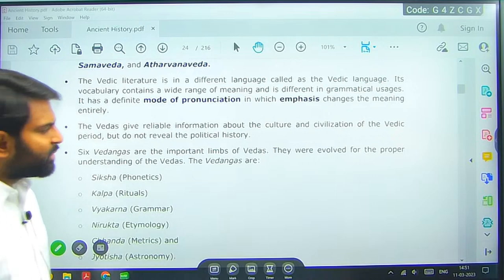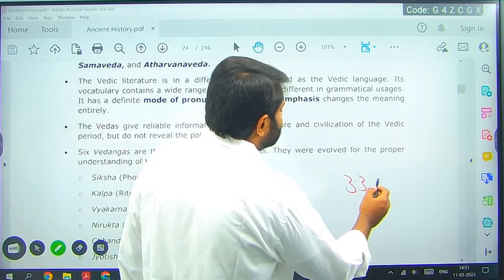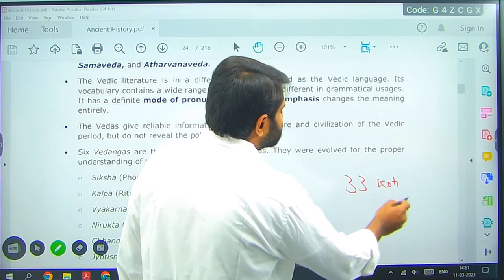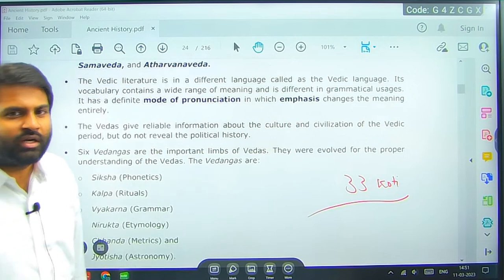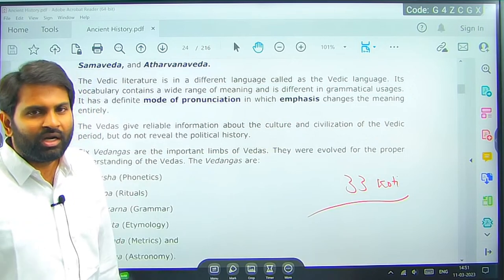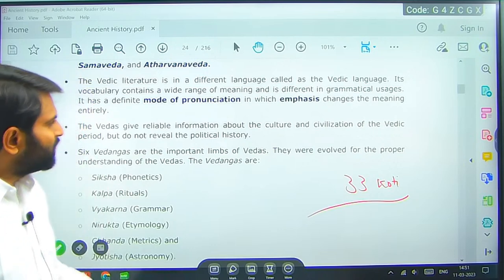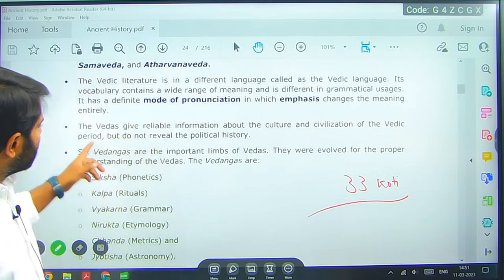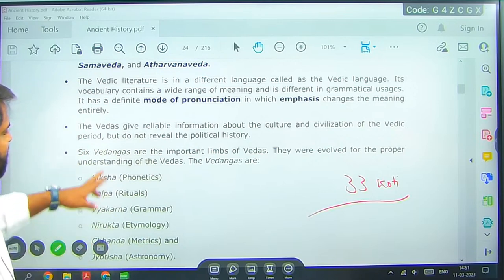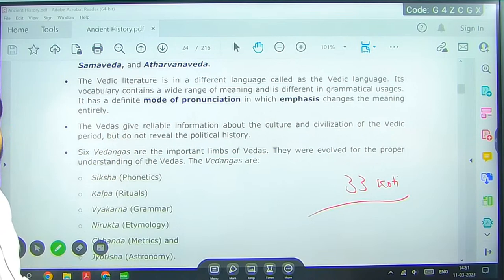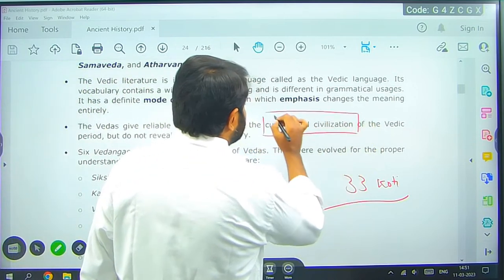The basic example I can give is 33 crore gods. People say 33 koti gods, 33 crore gods. They always count 33 crore gods, but 33 koti means something different, when koti is pronounced differently, it denotes a type. Like I said, Vedic language. The Vedas give reliable information about the culture and civilization, but do not reveal political history. Although this is very important for our exam, culture and civilization.